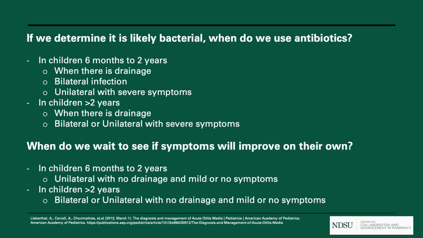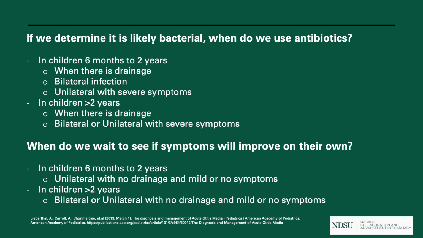Now, if a case is likely determined to be bacterial, when do we want to use antibiotics? According to guidelines, antibiotics should be used for a child between the ages of 6 months to 2 years when there is drainage, when there's a bilateral infection, or when there's a unilateral infection with severe symptoms. They are to be used for a child older than 2 when there is drainage, or when there's a bilateral or unilateral infection with severe symptoms.